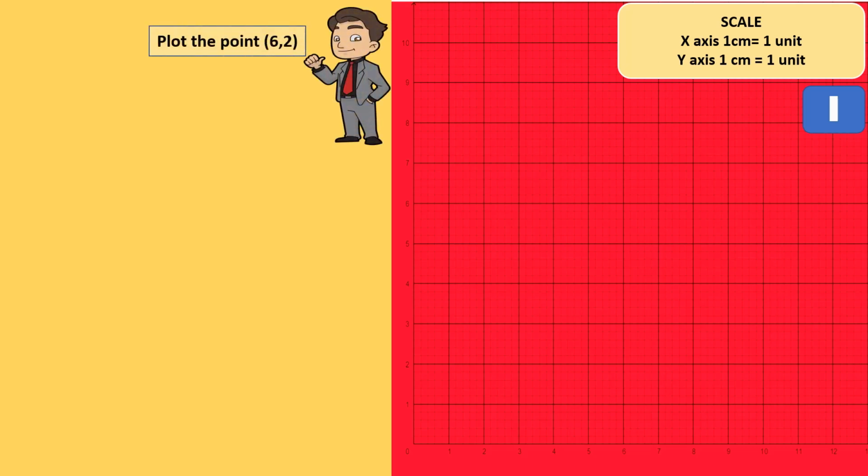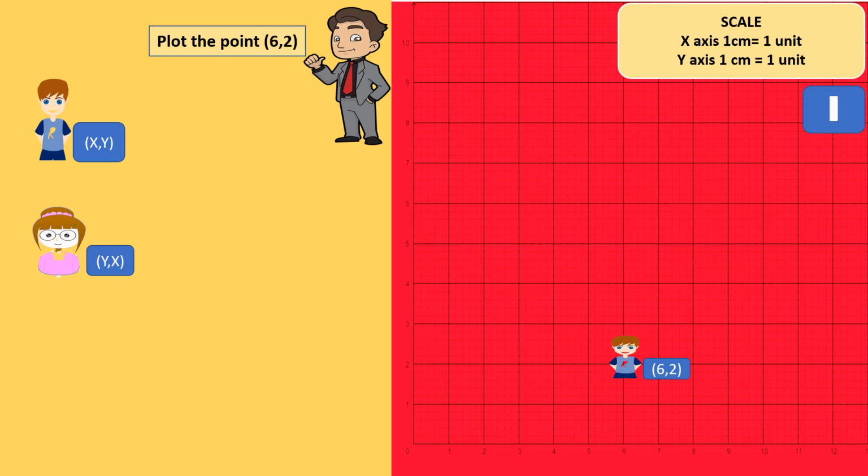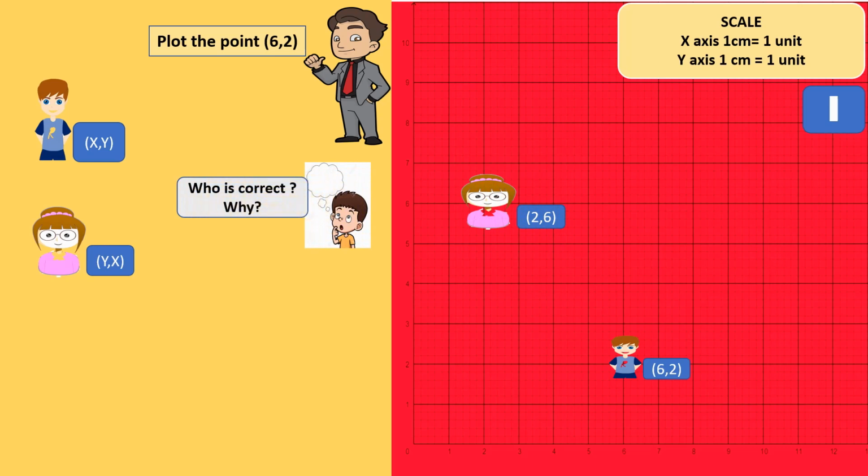Teacher asked the students to plot the point (6, 2). Ram considered it as (x, y) and he plots the point here. Sita considered it as (y, x) and she plots the point here. Who is correct and why? In ordered pairs, order matters.